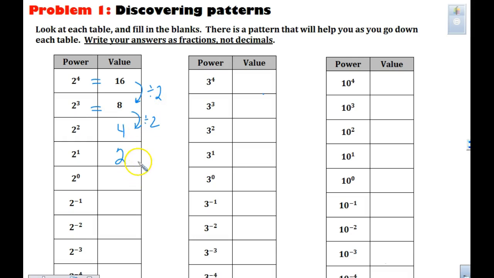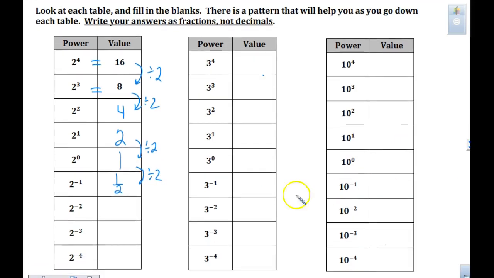So if we keep that pattern going, taking 2 and dividing it by 2 is 1. Negative exponent, we just said in that video, means to take the reciprocal. But what we want to do is think of what 2 to the 1st was. It was 2. 2 to the negative 1 is going to be 1 over 2, taking 1 and dividing it by 2.